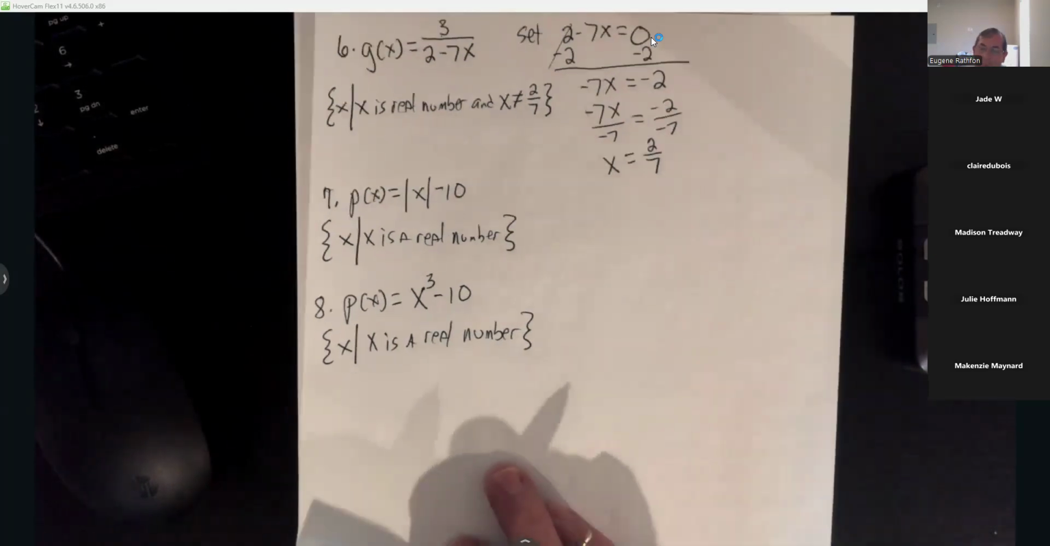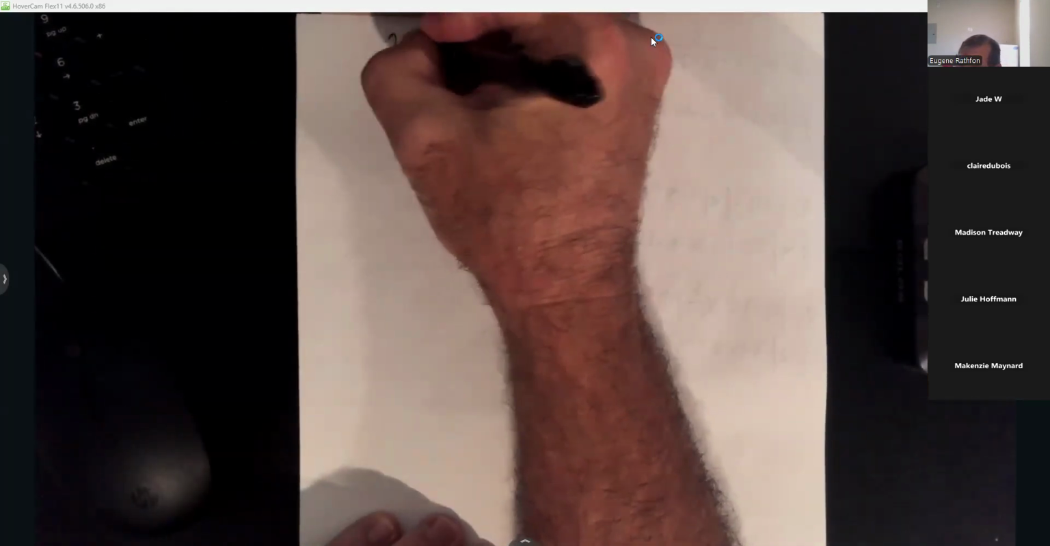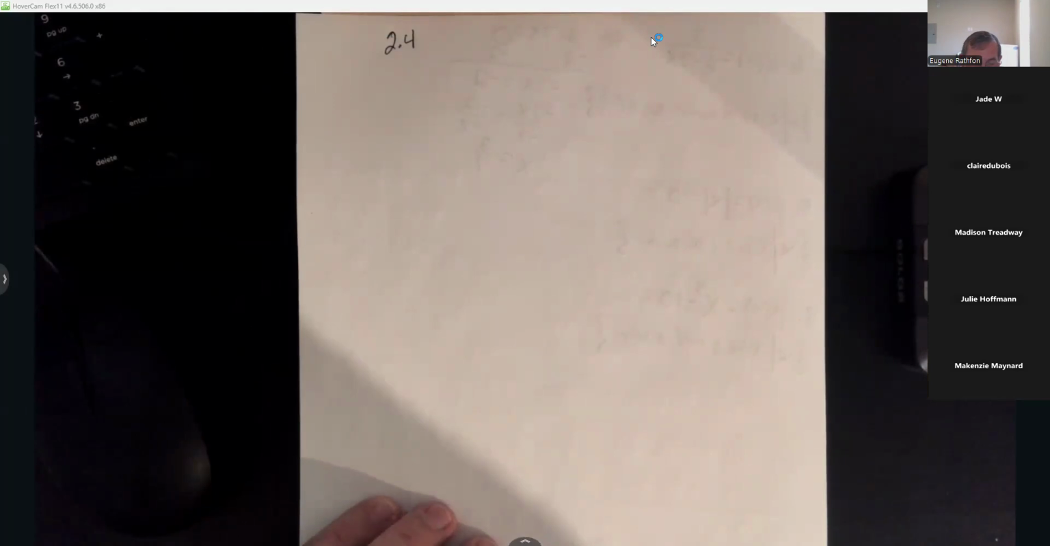2.4. So you are going to have more fun in 2.4, I think, if you like algebra, right? All right, so we'll get a start on this, and then we'll take a break at about 11 here. So for 2.4, this is called the algebra of functions.